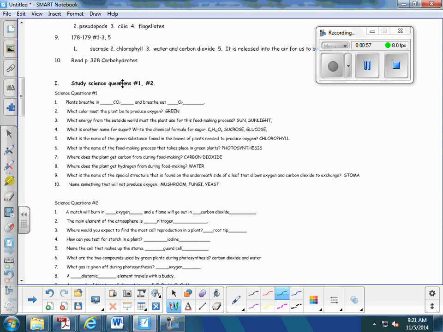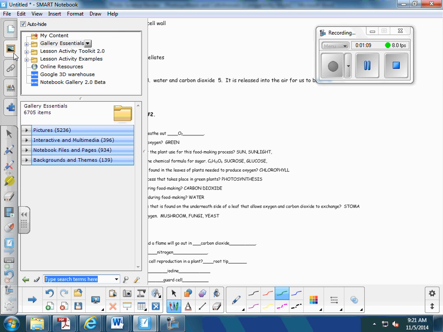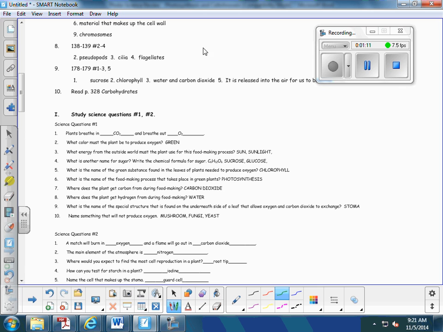Let me see if I can enlarge this just a little bit. Where's the enlargement magnification? Yeah. Picture, would that be it? No. We'll come back to it. Never mind.